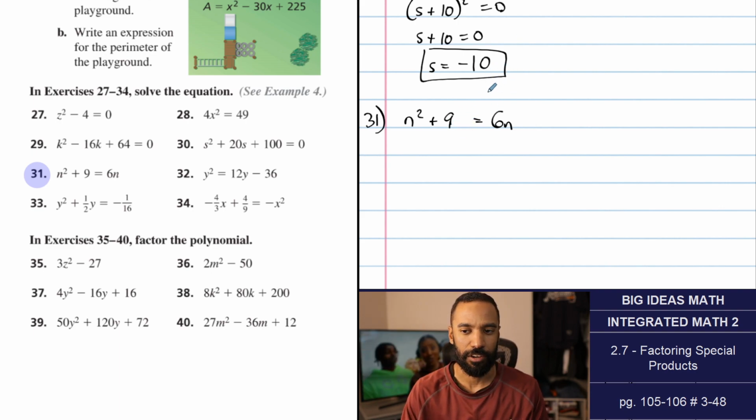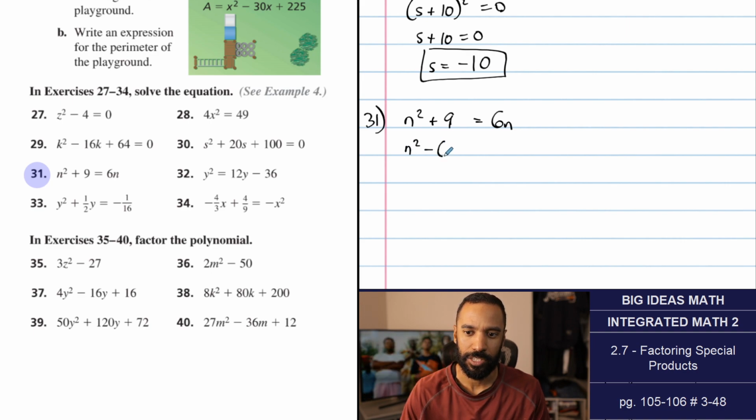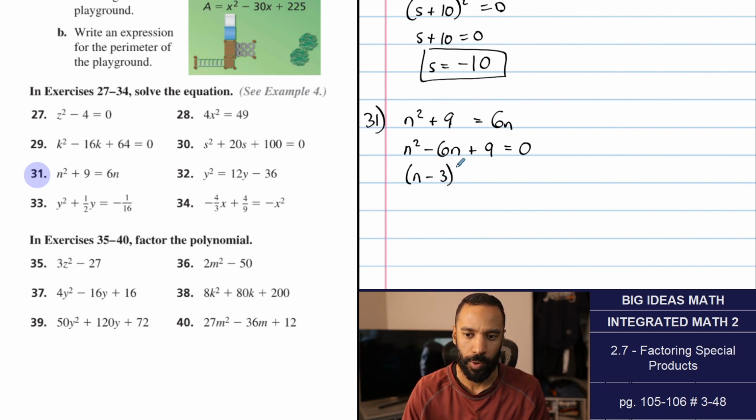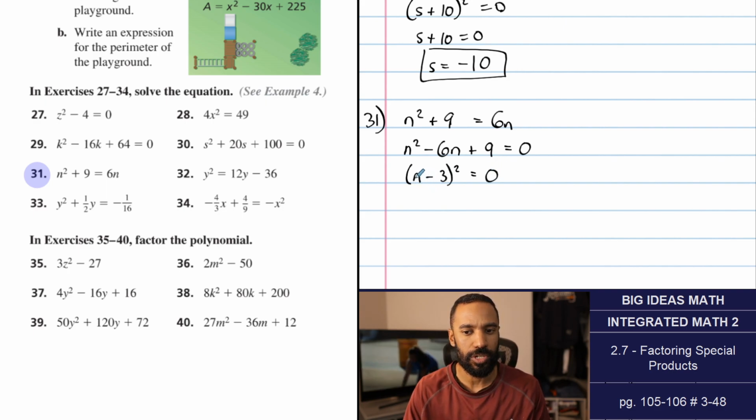I'm gonna subtract 6n from both sides, set it equal to 0. So we're going to do n squared minus 6n plus 9 equals 0. Boom, like that. Okay. This is a perfect square trinomial of n minus 3 squared, 3 being squared, n being squared, etc. This is n minus 3 quantity squared equals 0. And then once again, that leads to n minus 3 is 0. What do I square to get 0 here? 0. So what do I got to plug in for n? 3. N equals 3 would be the solution to that.